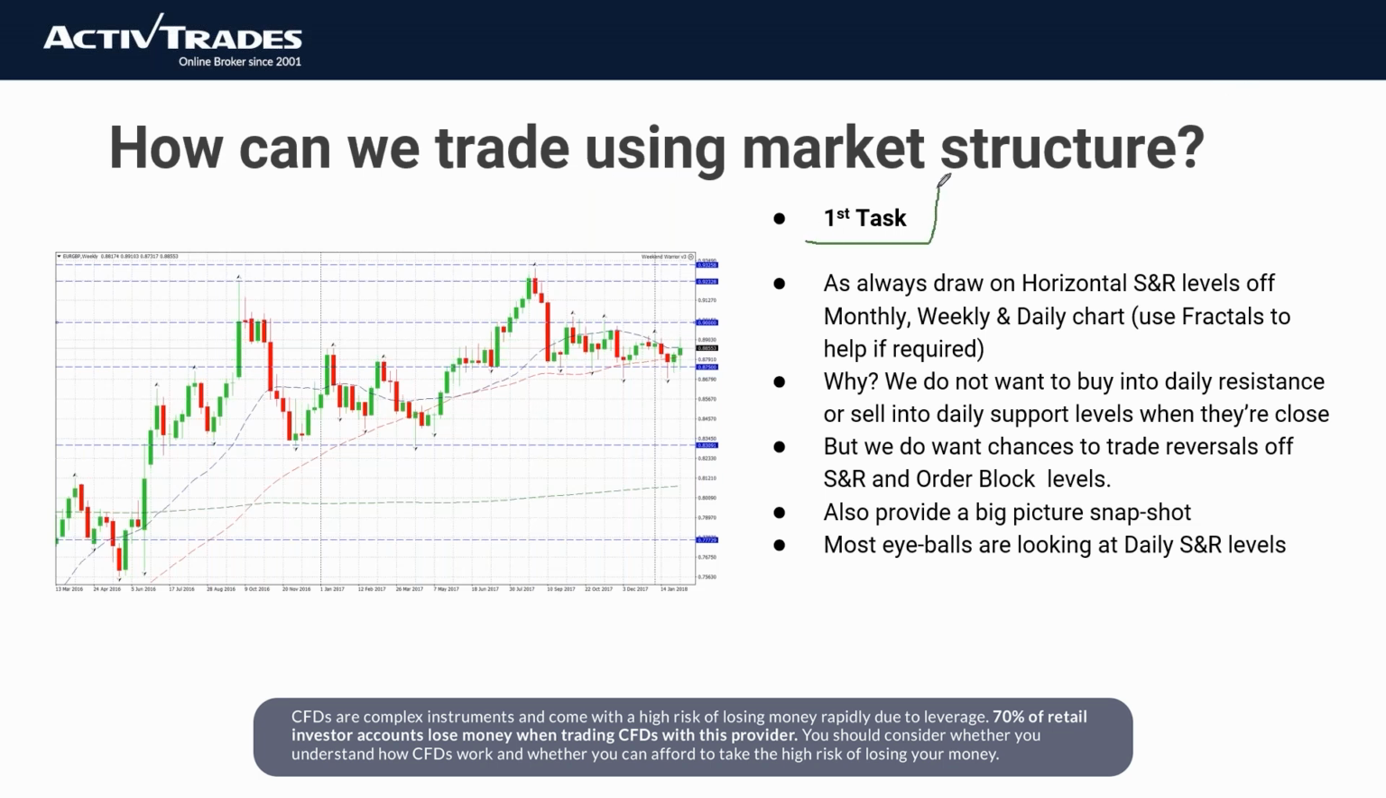So first task when you're opening charts, as always, draw on those horizontal support and resistance levels off the monthly, the weekly and the daily chart, and you can use fractals to help if required, and we'll look at a chart on that. Why are we doing that? Why do we care about that?